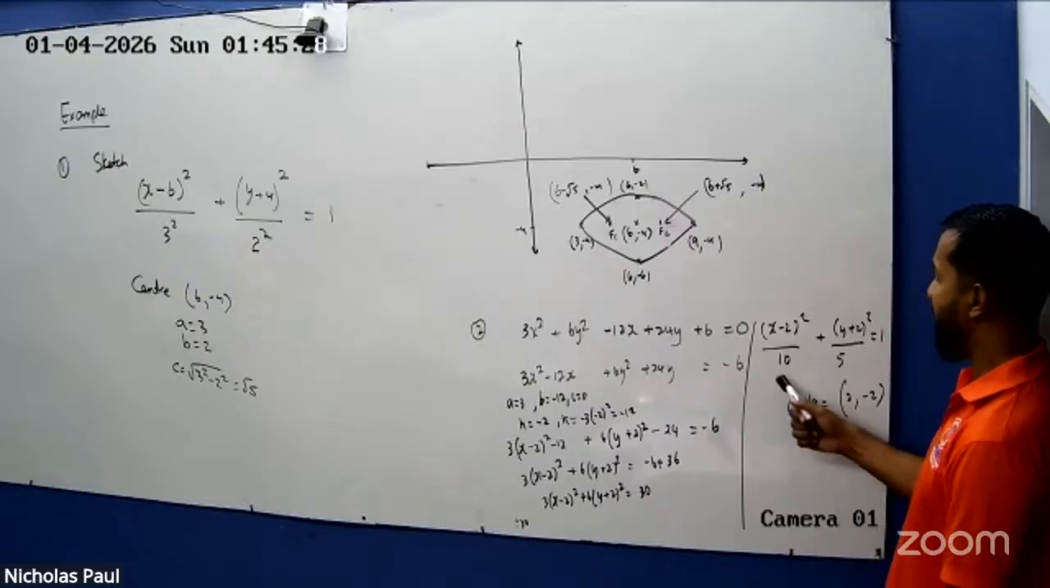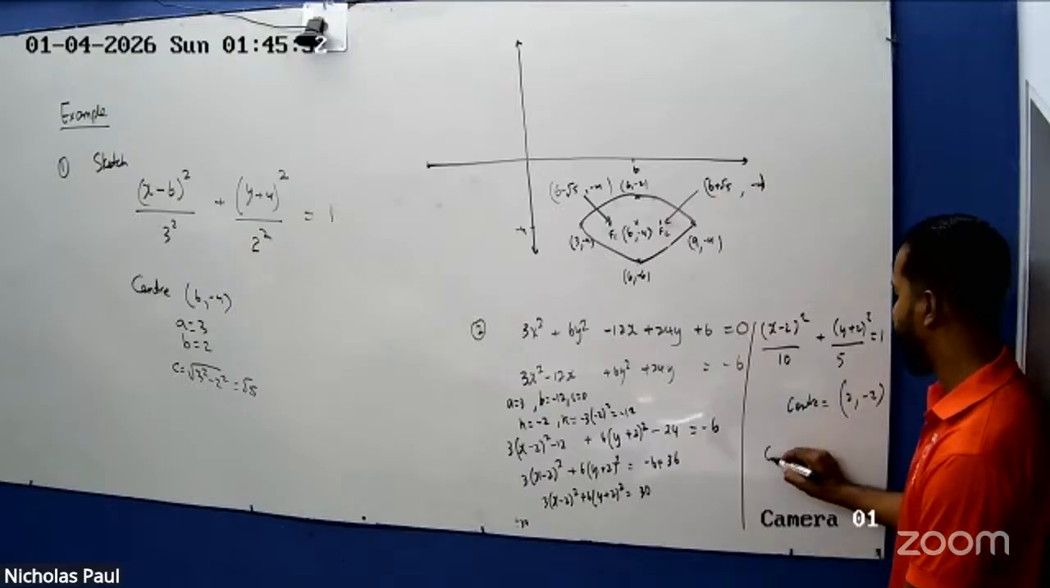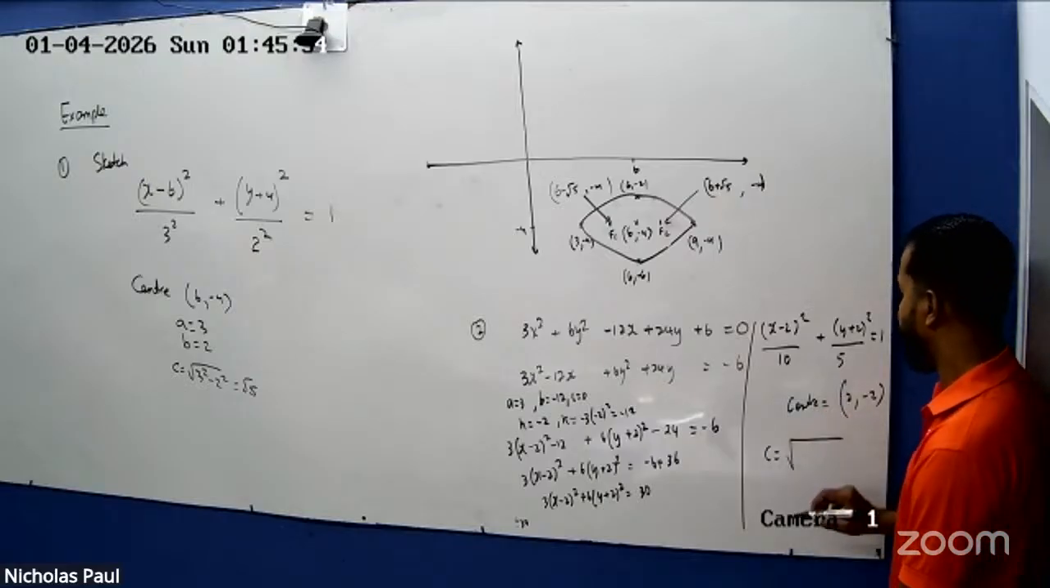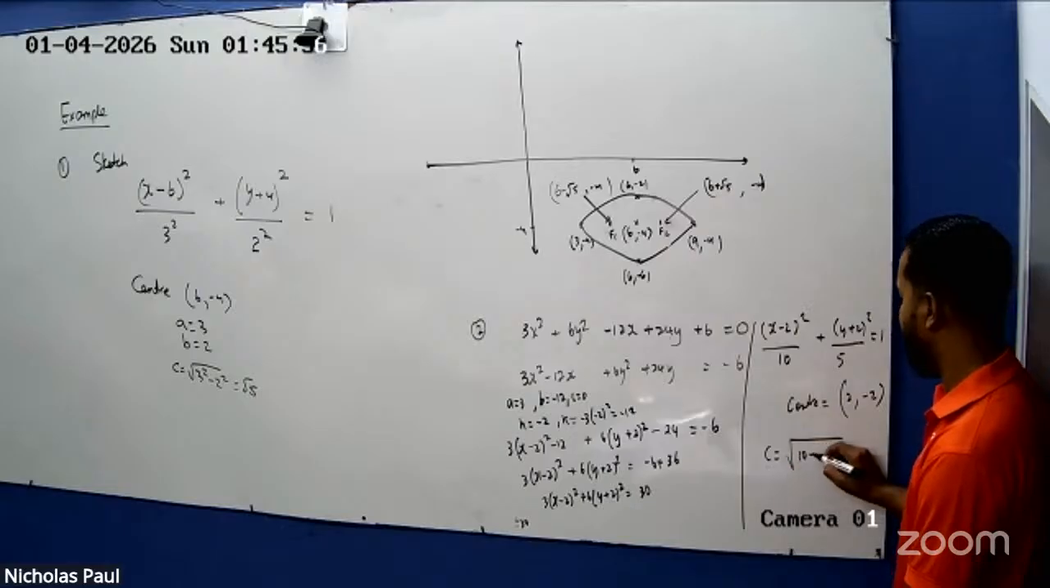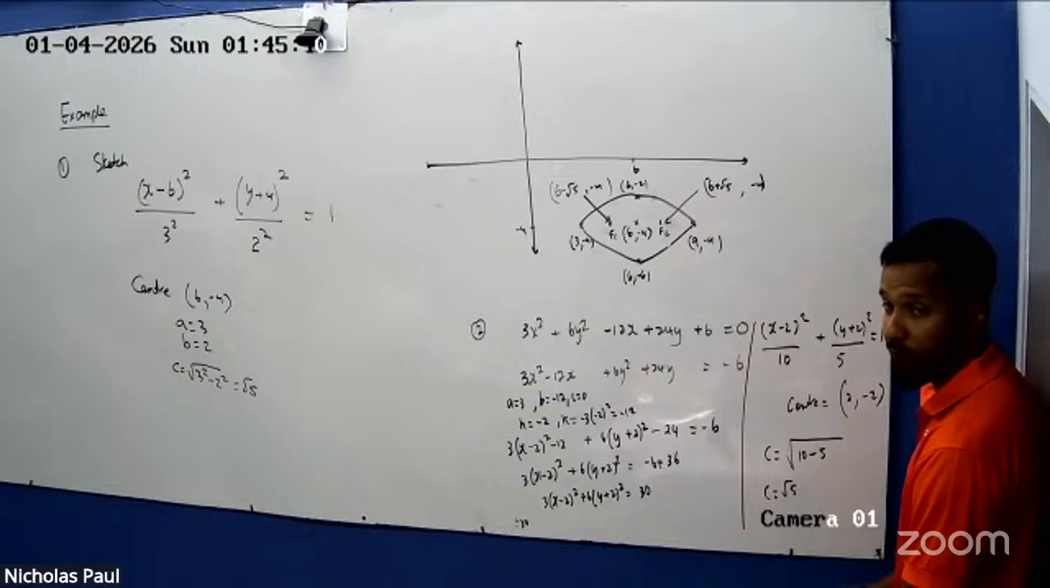Which one is the major axis? X or Y? X. Right? And then find C for them. C is the square root of 10 minus 5. Right? C is root 5 again.